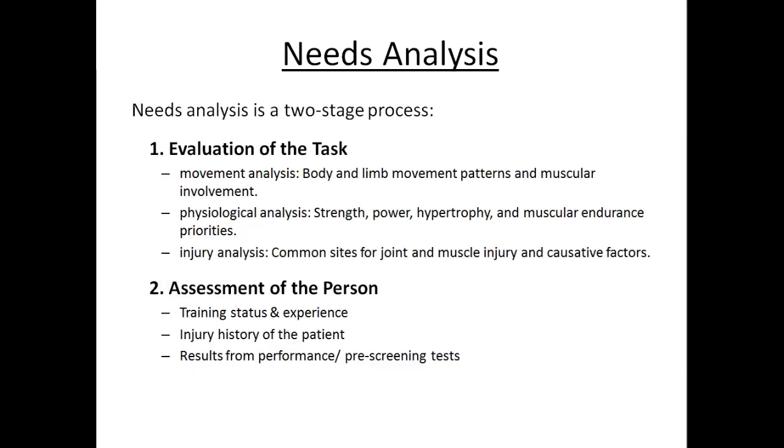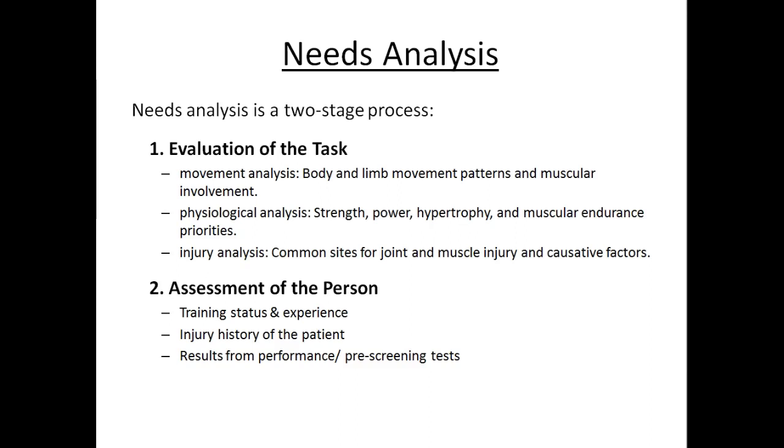So we break it into two stages. The evaluation of the task, where we're going to do a movement analysis of what their body needs to do. Then we're going to do a physiological analysis based on the components of fitness, and then an injury analysis. So how is their body being impaired to stop them doing the stuff that they want to do? Then we're going to assess the person. What's their training status and experience? If you're dealing with an Olympic athlete, that's very different from dealing with a couch potato.